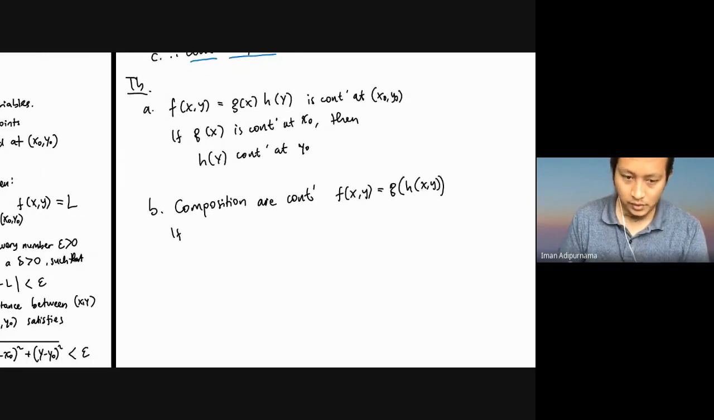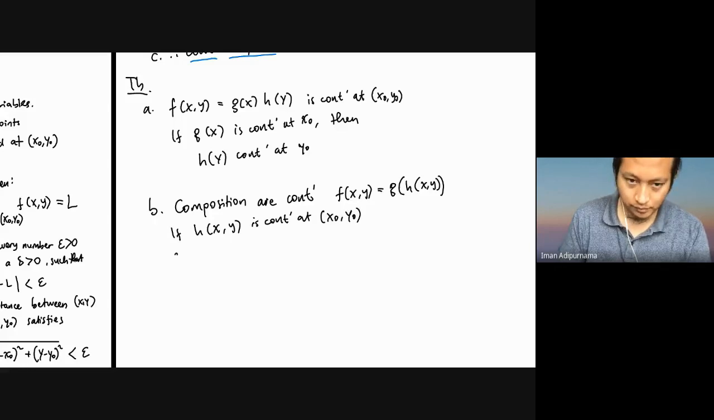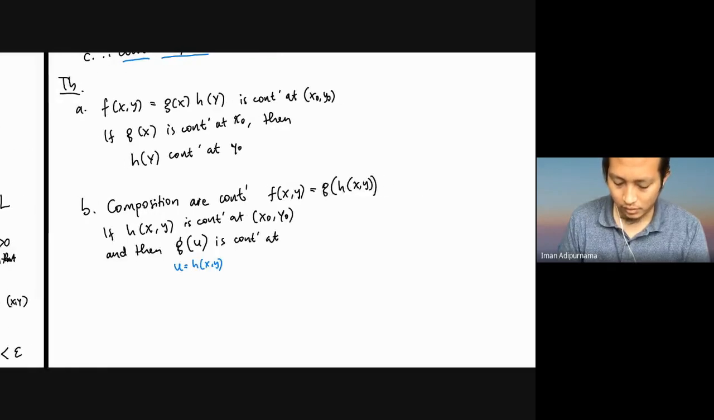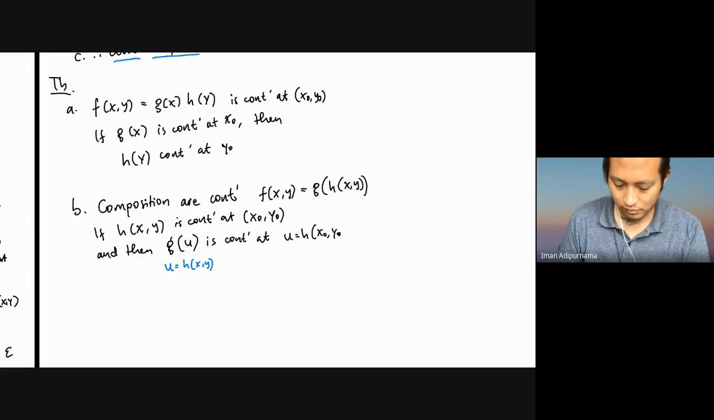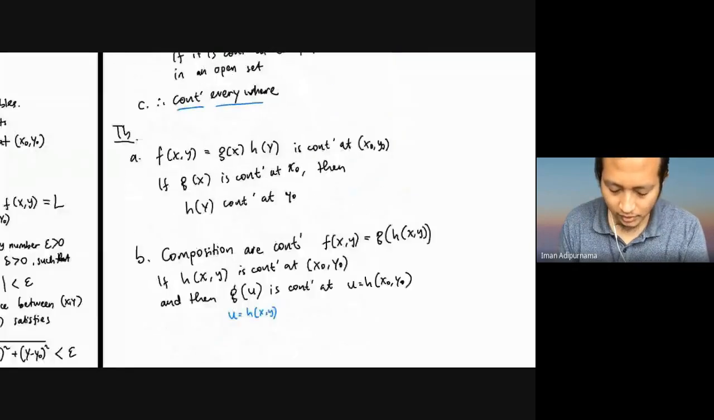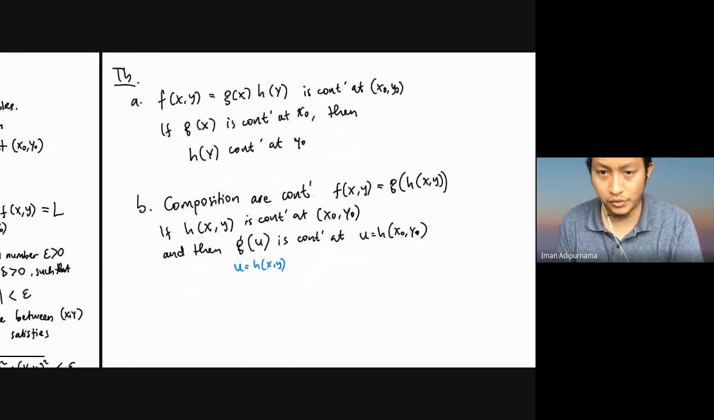Okay. So if H continues, and then G of U, this means U is equal to H. It is continuous at U. Okay. It's actually the same thing as we mentioned from the first one: if you have two functions, and this is the last one, if you have compositions of functions.